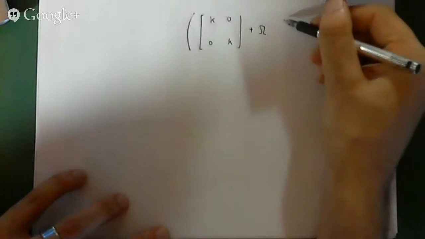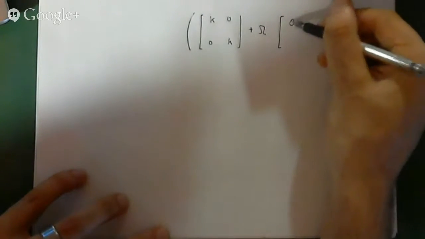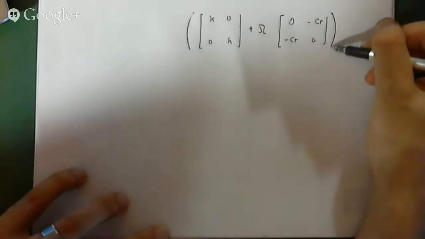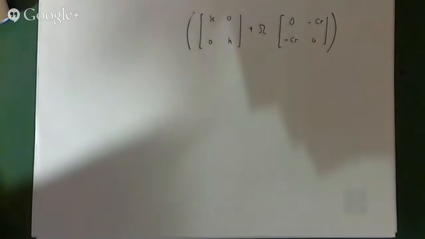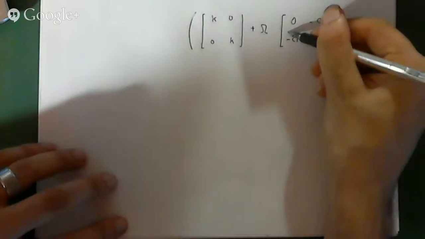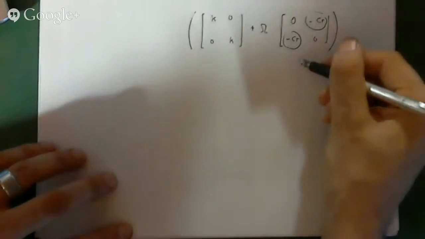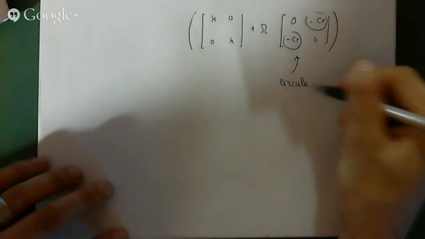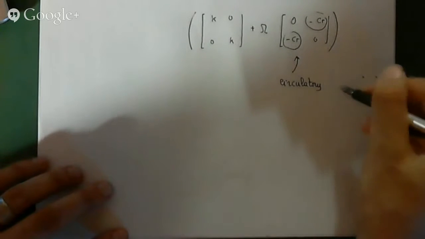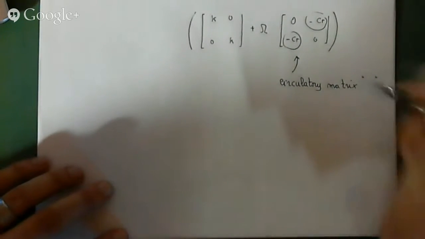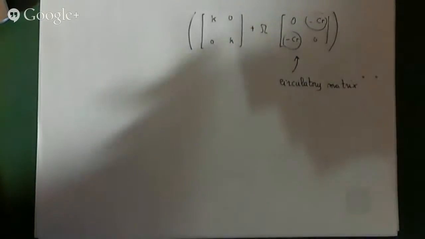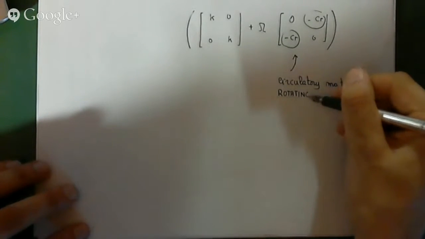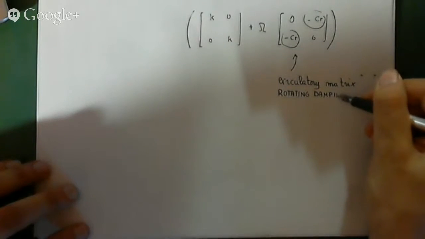plus omega that multiplies a skew symmetric stiffness matrix, skew symmetric, anti-symmetrical, that is the circulatory matrix. This is caused by rotating damping.